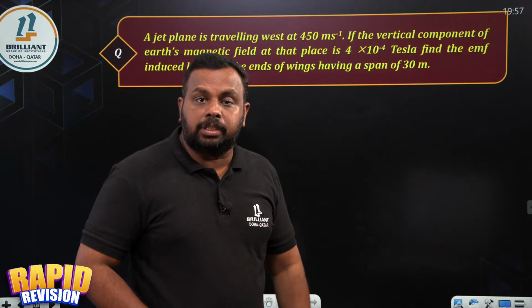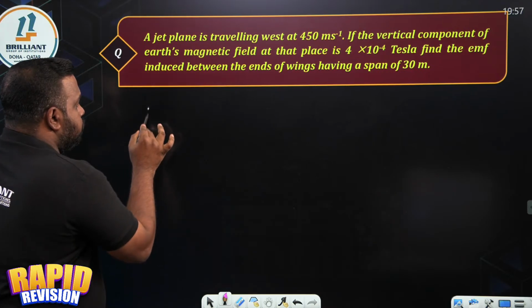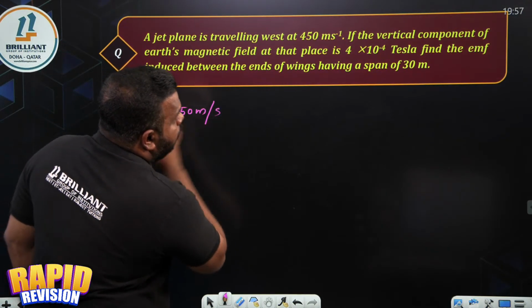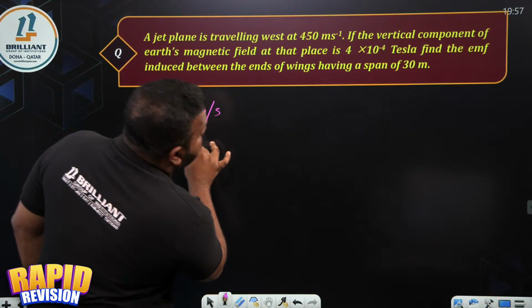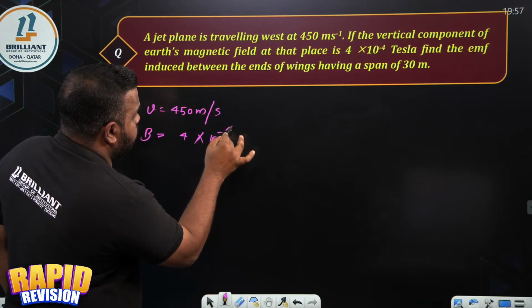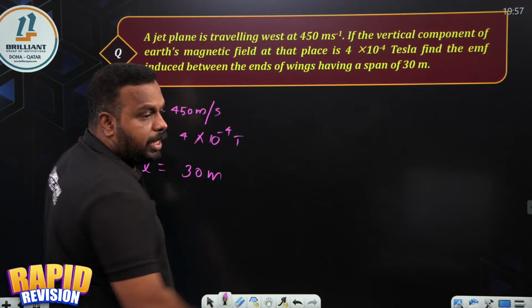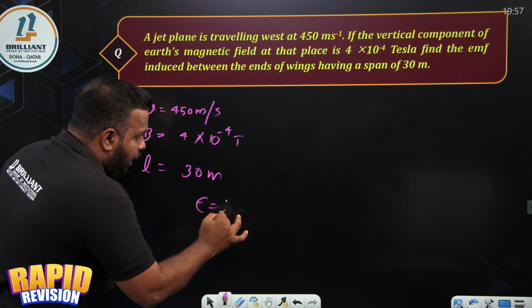Tesla is given and the EMF induced between the ends of the wings. The length of the wings is given, 30. Speed is equal to 450 meter per second. Magnetic field B value is 4 into 10 to the power minus 4 Tesla. Length of the conductor is 30 meter. Directly you can use the formula, isn't it? Yes, E is equal to BLV.